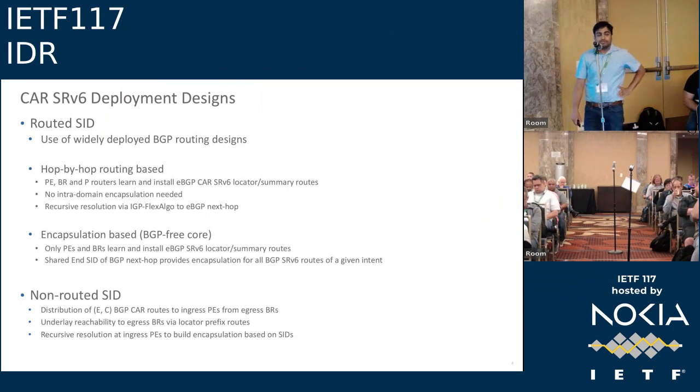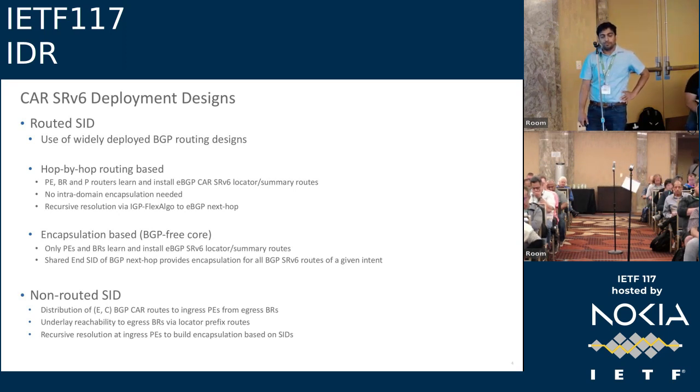Yeah. So since it's an IPv6 prefix, we can leverage the well-known techniques and routing designs that we have listed in this slide. One technique is hop-by-hop routing for IPv6. The ingress PEs, the border routers, as well as the inner P routers learn and install the eBGP CAR SRv6 locators or the summary routes, and we don't need an intra-domain encapsulation in this routing model. And of course, the recursive resolution via IGP Flex-Algo provides the intents to the eBGP next hop.